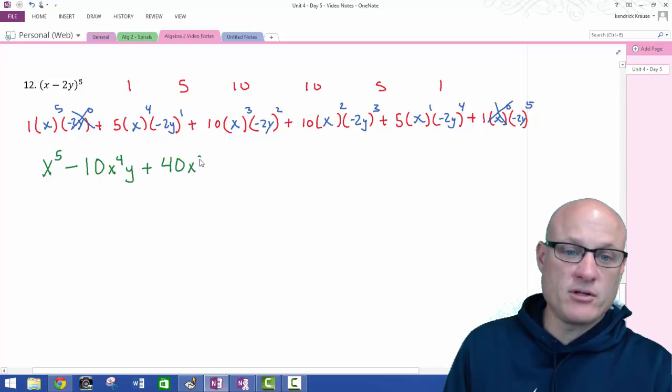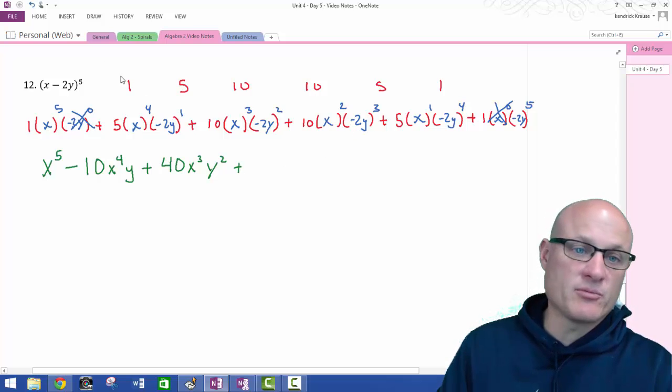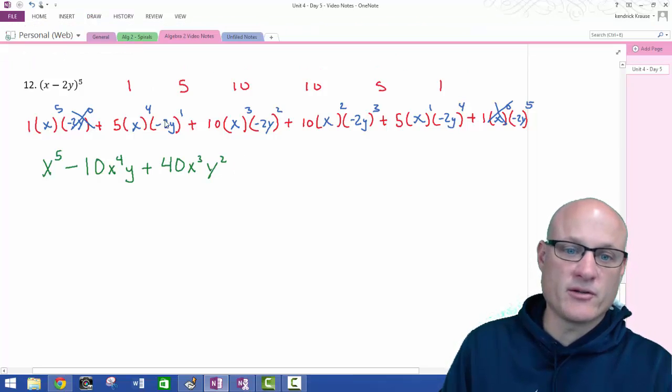X's are coming down, cubed. Y's are going up, plus. Negative 2 cubed, we've talked about this before. And here I am, I made my first mistake. It's probably not my first. Someone's going to call me out on something I did. So it's minus. Negative 2 cubed is negative 8 times 10 is negative 80.